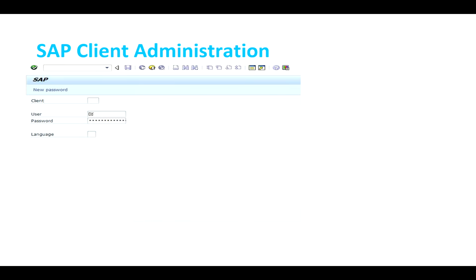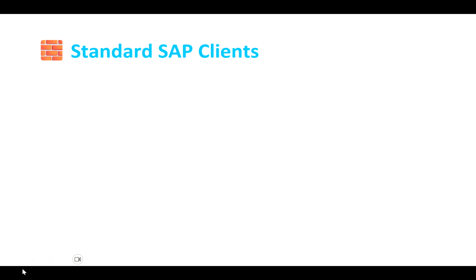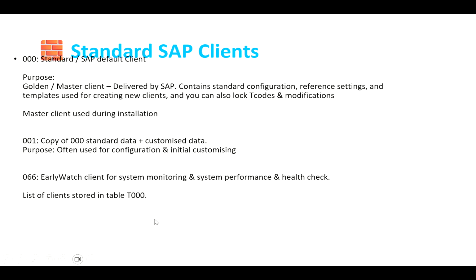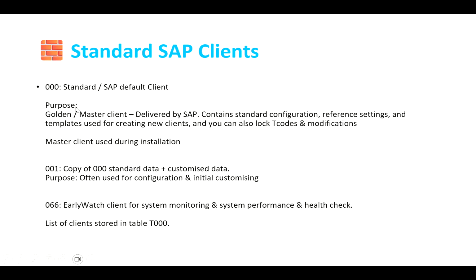Moving on to the next slide. Here you can see the SAP standard clients. Depending on the company, they will maintain one, two, or three, something like that. As I told you, 000 is a standard client, the SAP default client. We can call it the golden client or master client.